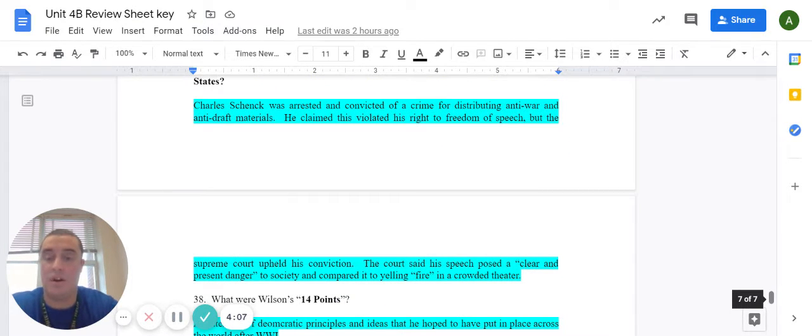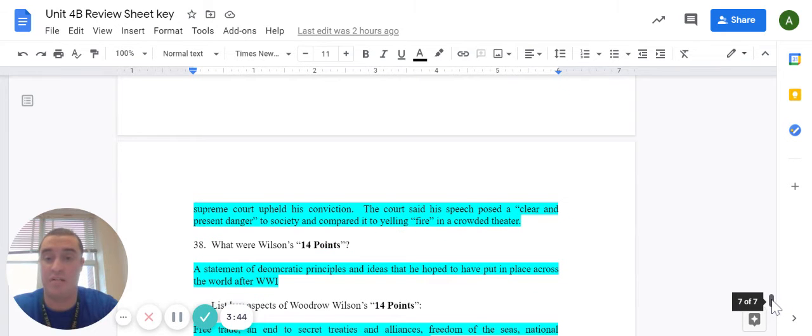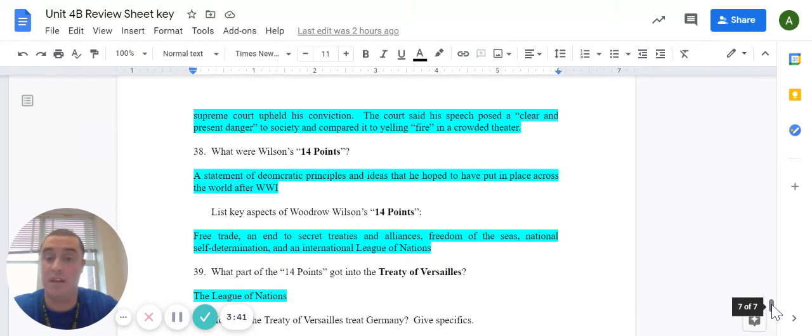37. What were the background facts on the court decision in the case of Schenck v. United States? So Charles Schenck was arrested and convicted of a crime for handing out anti-war and anti-military draft pamphlets. He claimed his arrest and conviction went against his right to freedom of speech, but the Supreme Court upheld his conviction, and basically the court said that what he did, because it was anti-war, posed a clear and present danger to the United States. And when speech poses a clear and present danger, it can be limited. What the court did was compare his handing out of anti-war material to yelling fire in a crowded movie theater, in the court's opinion, to put people in danger, and that speech can be limited.